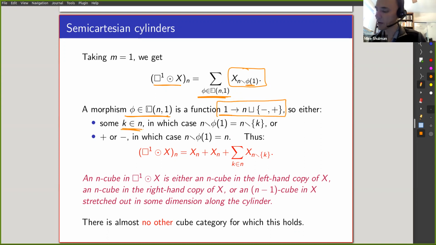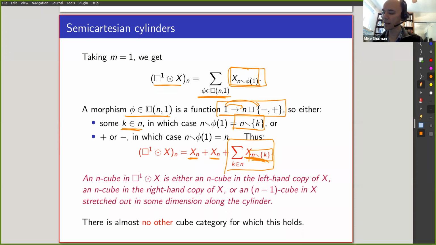This 1 element could either go into n, or it could go to plus or minus. If it goes to n, then when we remove that element from n, we get something of 1 dimension lower. So now we're talking about some lower dimensional thing in X, and we get a bunch of copies of the n minus 1 cubes in X. I've written this in a non-skeletal way. Or if it goes to plus or minus, then there's nothing to subtract, and so we just get 2 copies of the n cubes in X.